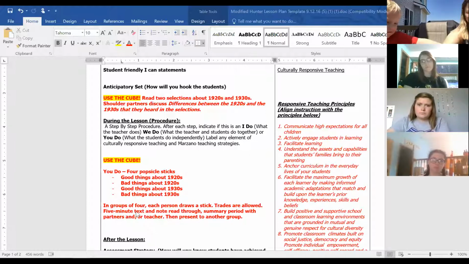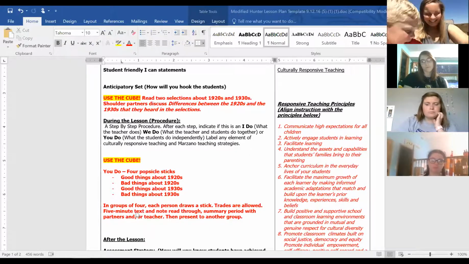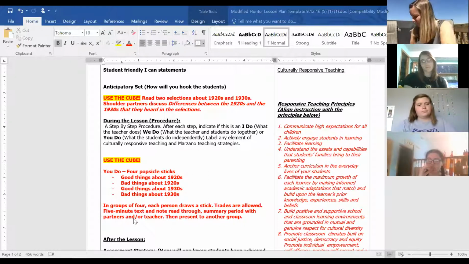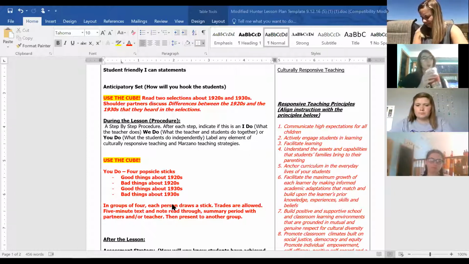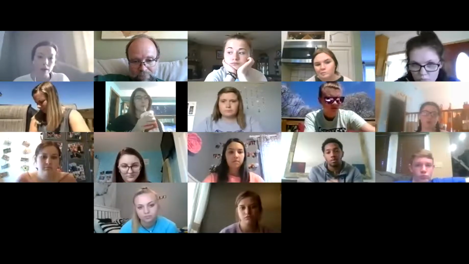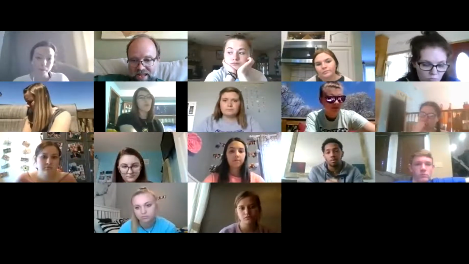And they're going to have 5 minutes to go back through what they read, what they heard me talk about, summarize stuff with partners, bounce it off of their partners, and then each person that has that particular popsicle stick is going to present it to another group, and then vice versa. Okay? So again, I used the cube in order to see if I can make that happen.